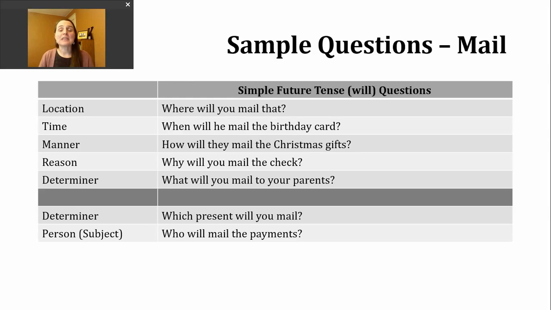Questions about the person who is doing an action, or who in this case will do an action, will start with the question word who, but they break the pattern after that. So you're going to see will and the base verb. You're not going to see a stated subject because it's the question word who. So who will mail the payments?